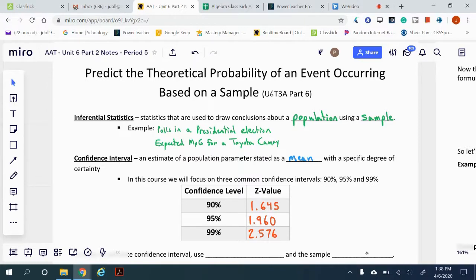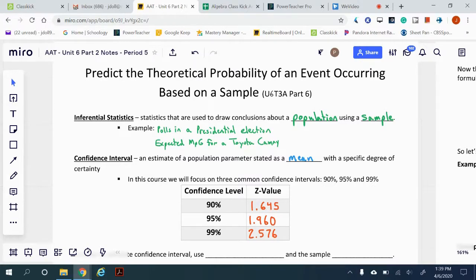When you see a Toyota car commercial and it says miles per gallon, right? Well, that's not the miles per gallon for every single type of car, or in this case, a Toyota Camry. That's a sample of Toyota Camrys. They take the average miles per gallon from that sample and they project that out to the entire population of Toyota Camrys, right? Now, the question is, when they make that claim in the commercial that a Toyota Camry gets 36 miles per gallon, what is the confidence interval with which they're making that statement?